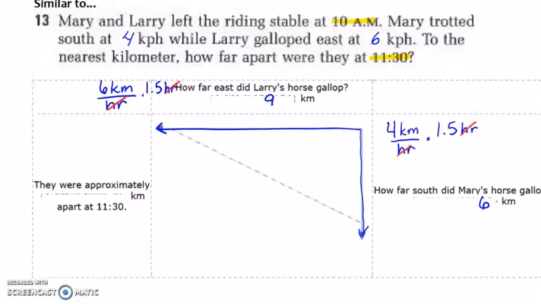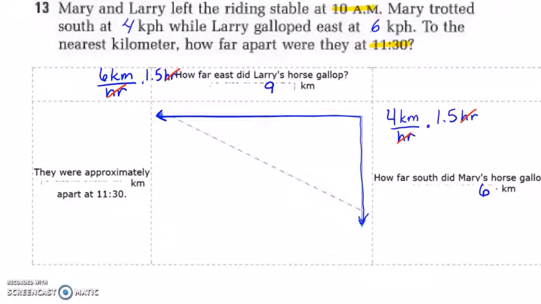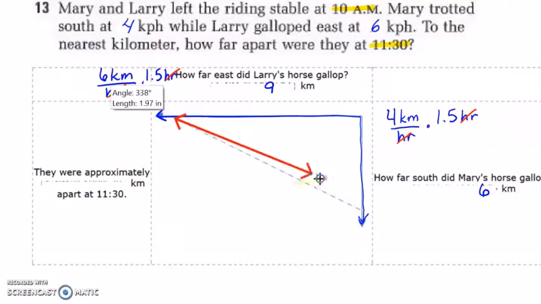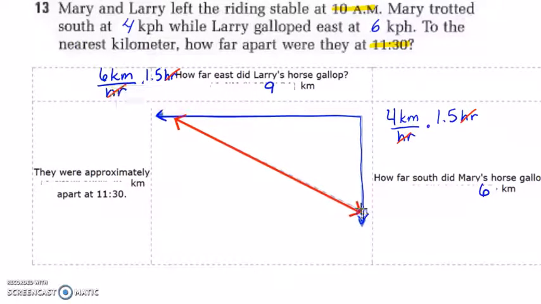And then I have to figure out how far apart they were. In other words, what's the distance from there to there? So that makes a right triangle, which means I'm going to use the Pythagorean theorem. So I have 6, 9, and whatever this is, the distance.